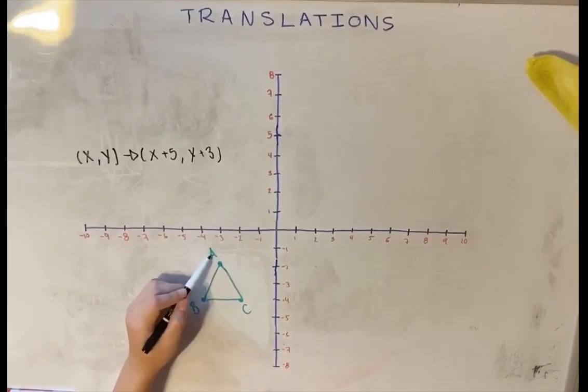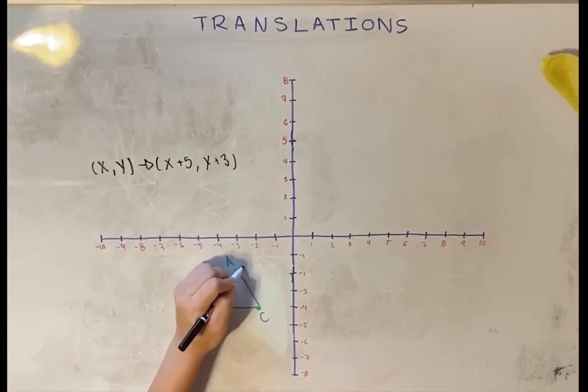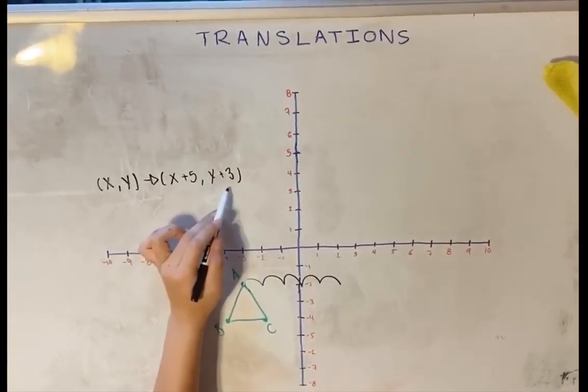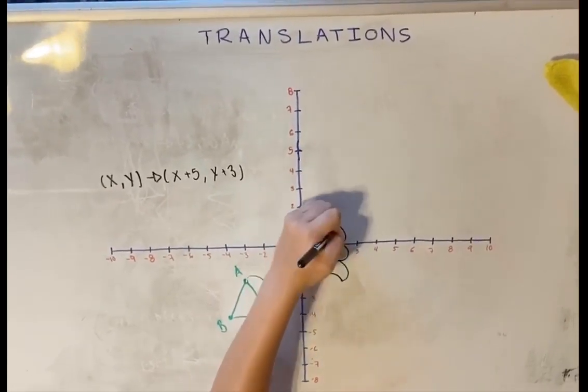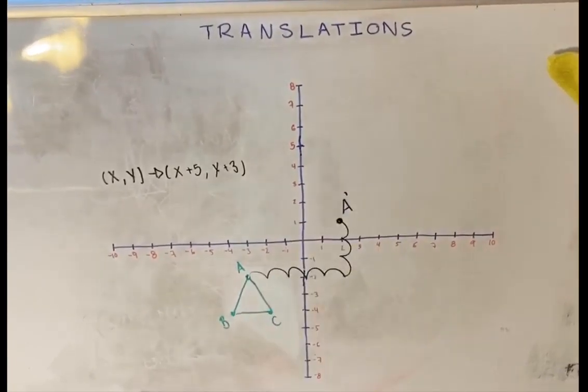So now let's start off with point A. So we're going to do x plus 5. So x, 1, 2, 3, 4, 5. And y plus 3. So 1, 2, 3. So this is where our first point is going to be, our A prime.